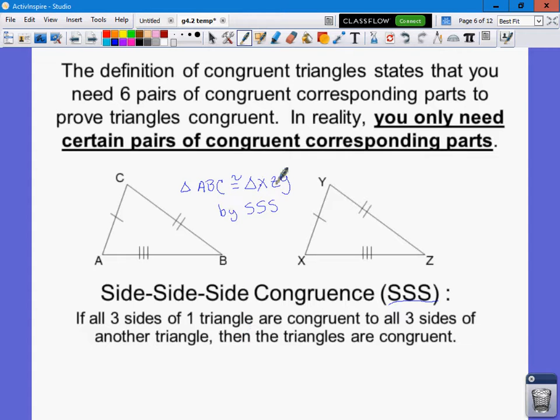Once I know they're congruent, what can you tell me about some of their angles? The angles are also what? Congruent. Angle A would be the same as angle X. Angle B would be the same as angle Z. Angle C would be the same as angle Y. But instead of having to have all those angles to start with, we can do it with just this side, side, side congruency. Questions about this theorem? Okay.